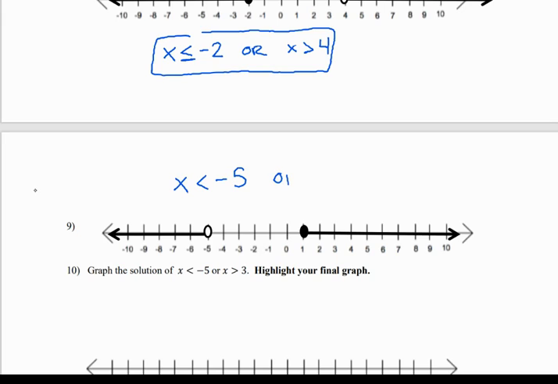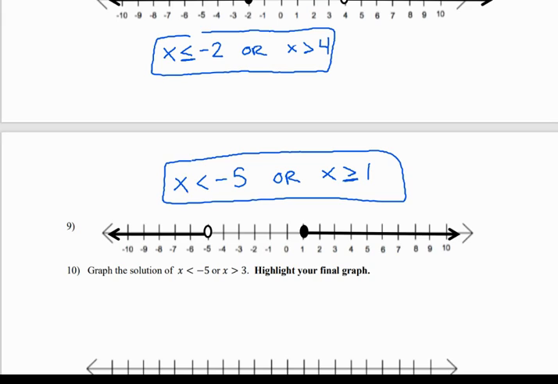Then we have our word OR, because there's 2 pieces. And we're going to do the one on the right, which is X is greater than or equal to. So just make sure, I know some people actually put a little line and then the symbol, great. Others of you just make sure that you have that. And that circle is on 1. So there's number 9. Any questions?